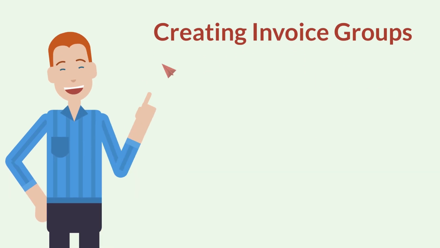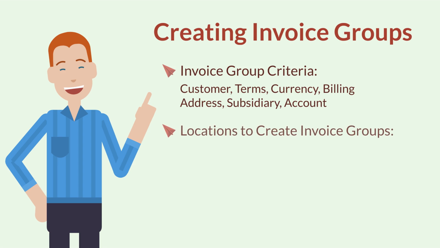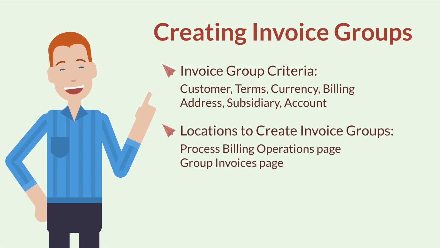NetSuite uses the following criteria to determine if invoices belong in a group: customer, terms, currency, billing address, subsidiary, and account. When invoices share these criteria, they are eligible to be placed in the same invoice group. But when are invoice groups actually created? That happens in one of two places, either on the Process Billing Operations page or the Group Invoices page.